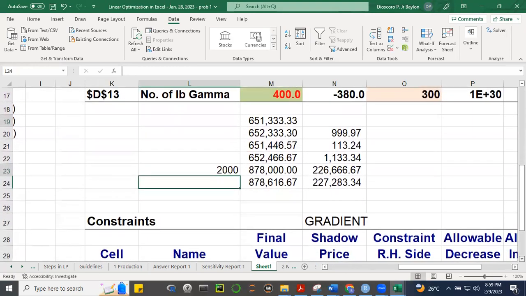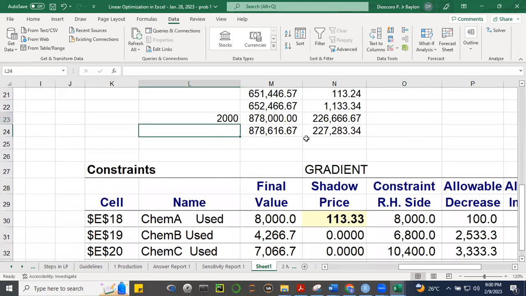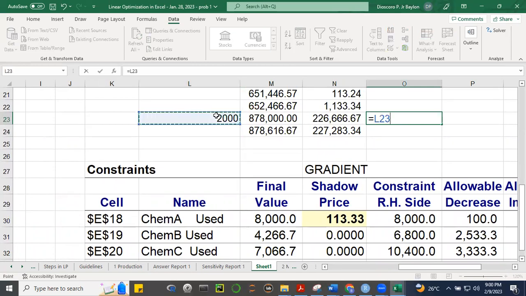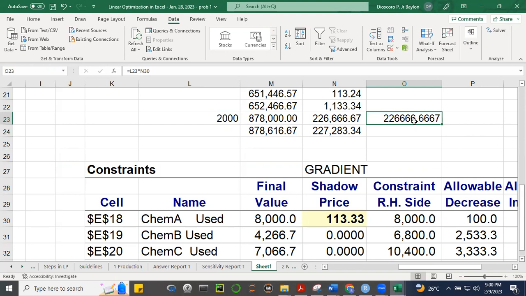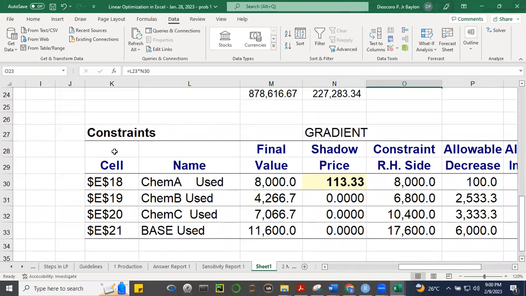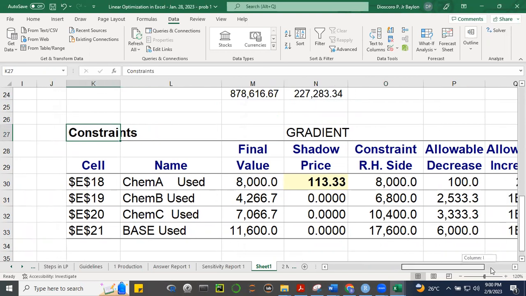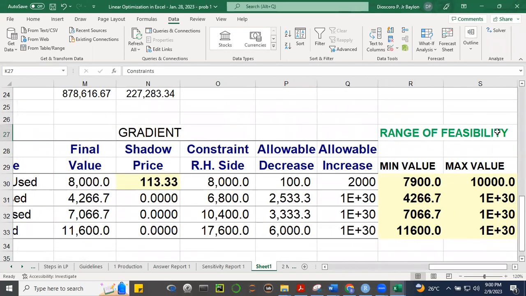Class, are you with me? So, yung 2,000 na in-increase natin sa right-hand side ni chemical A, multiply that by the shadow price, okay? Multiply it by the shadow price. So there was a change of 226,667. Ito yung naging change ng objective function natin. Okay? So let me summarize. Yung sensitivity analysis natin sa constraints. Okay, so we're able to compute for the range of feasibility. So we have the minimum value and the maximum value. It tells us the range of when the shadow price is valid.